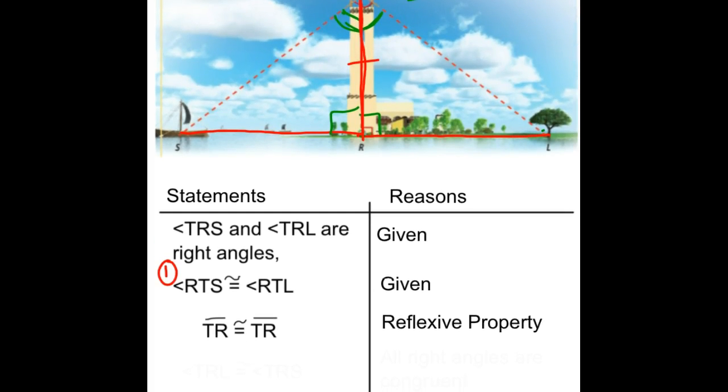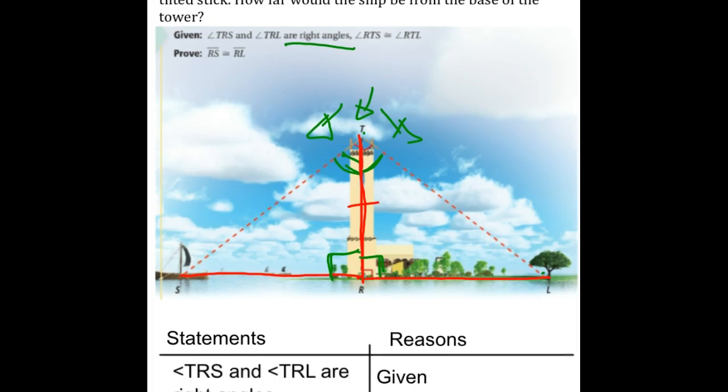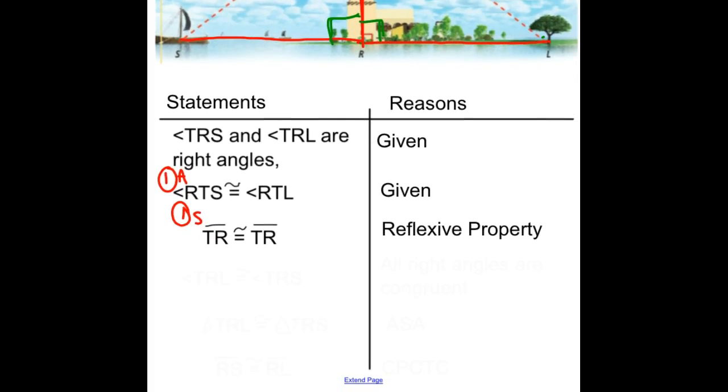Now, that gave us one pair of angles and one pair of sides, which means we either need a second pair of sides or a second pair of angles. In the given, they did tell us that we had a pair of right angles, which we marked down here in green. And you should know by now that all right angles are congruent, so that's where I would go next. Angle TRL, which is your right angle, you know that from the given, is congruent to angle TRS. It's another one of your right angles from the given, because all right angles are congruent.